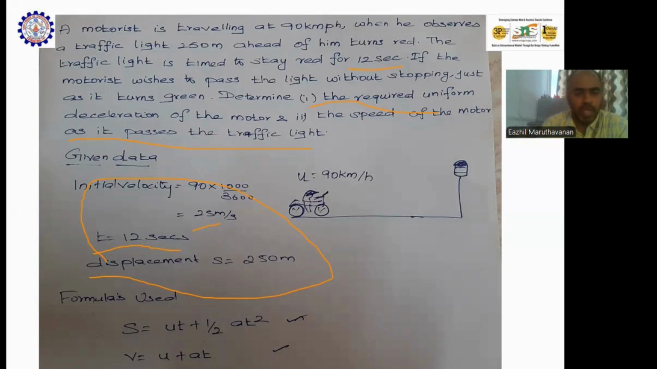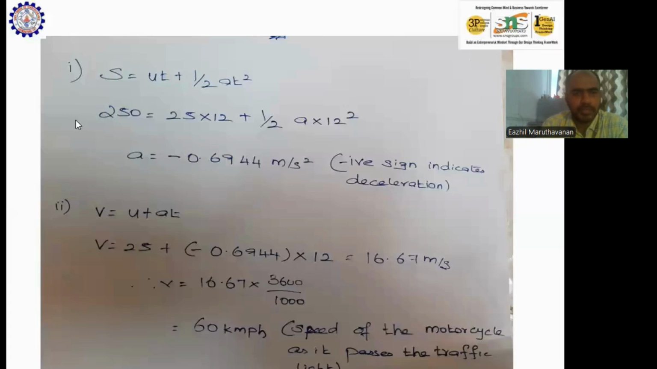We can write down all the formulas: s = ut + ½at², v = u + at, v² = u² + 2as. And we have to substitute the values in the necessary formula. To find how the motorist reduces the speed, that is, what deceleration he used to reduce the speed, we have to use this formula: s = ut + ½at².